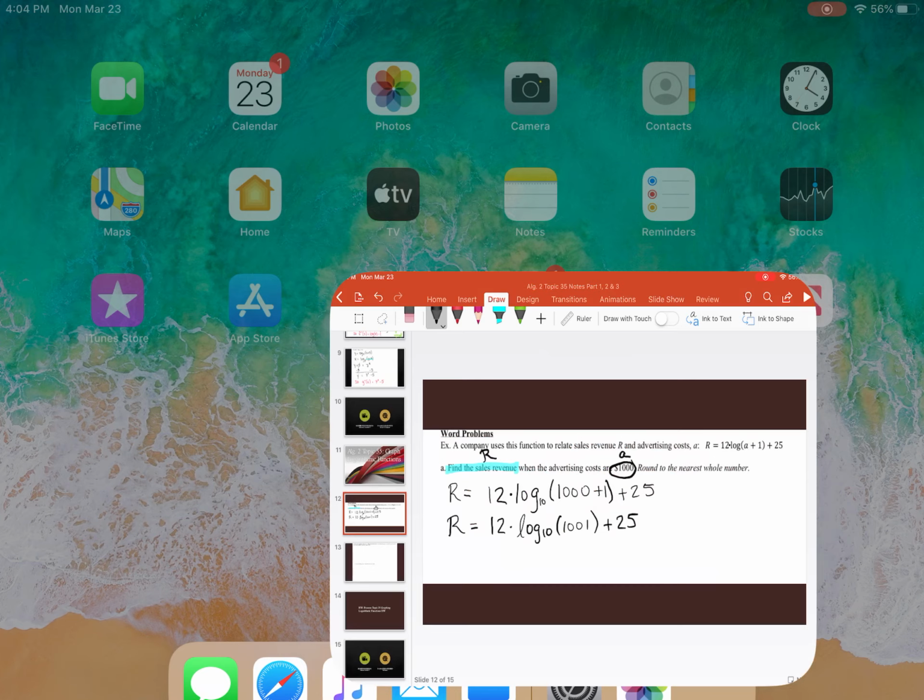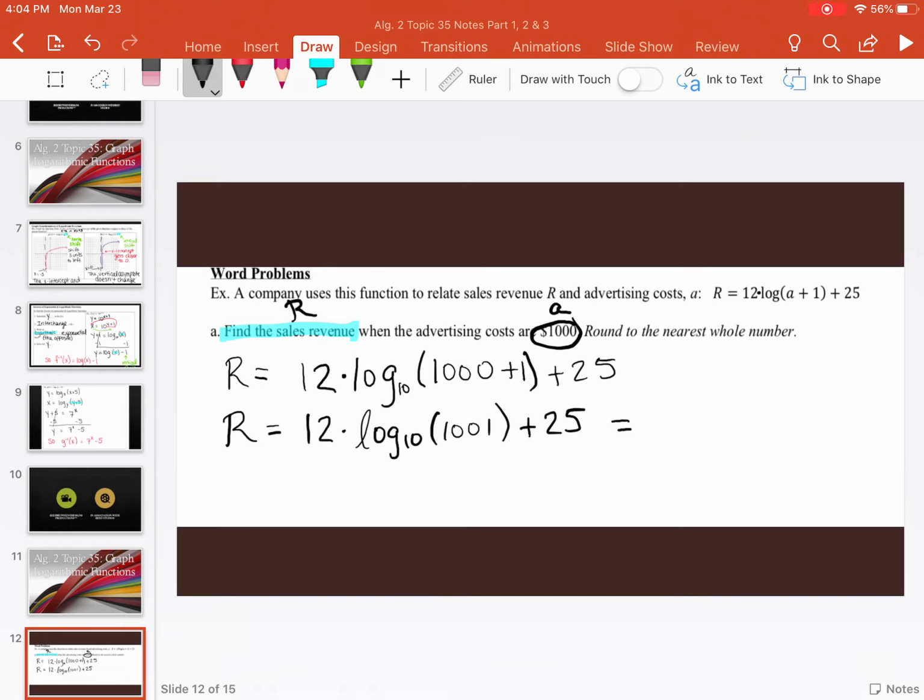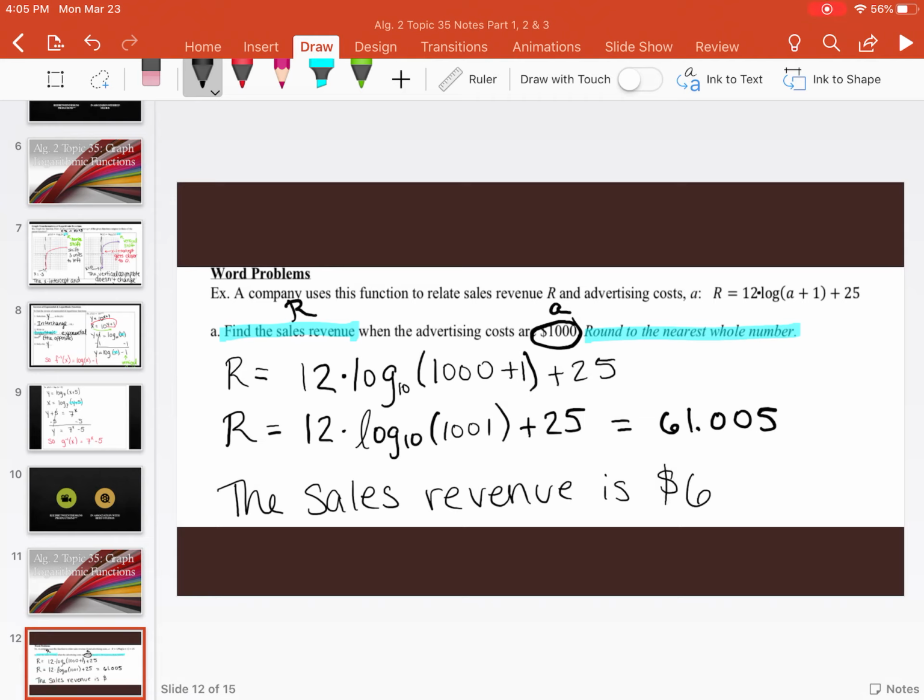So our problem says, we can write this, 61.005, and then it kept going. But we want to round to the nearest whole number, and we always finalize our word problems with a sentence. So the sales revenue is $61, which is not a lot.